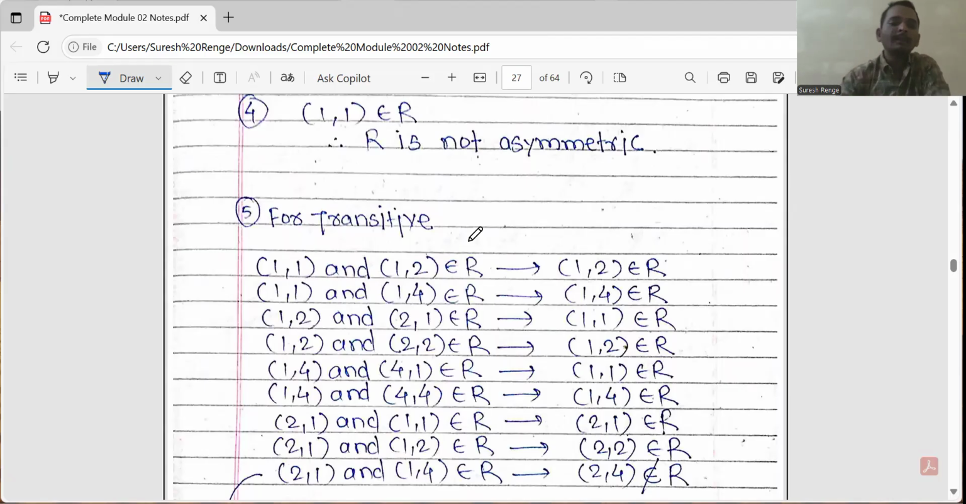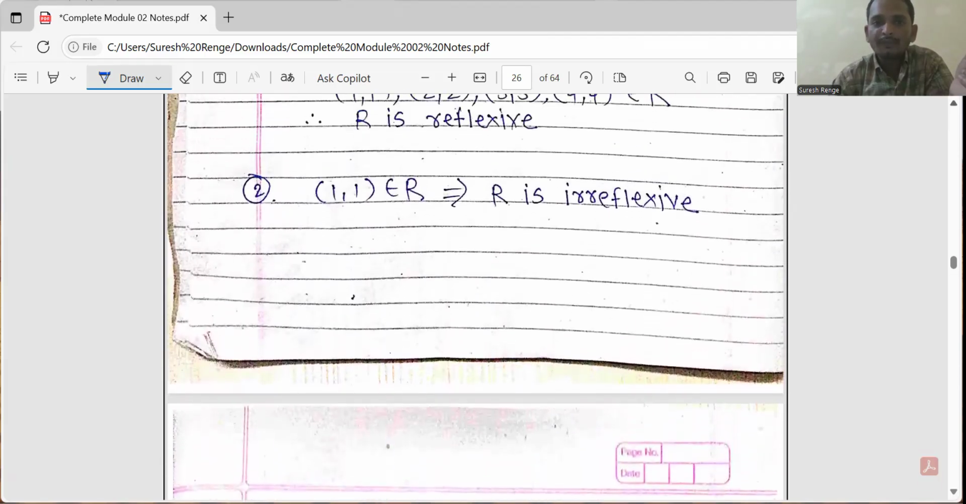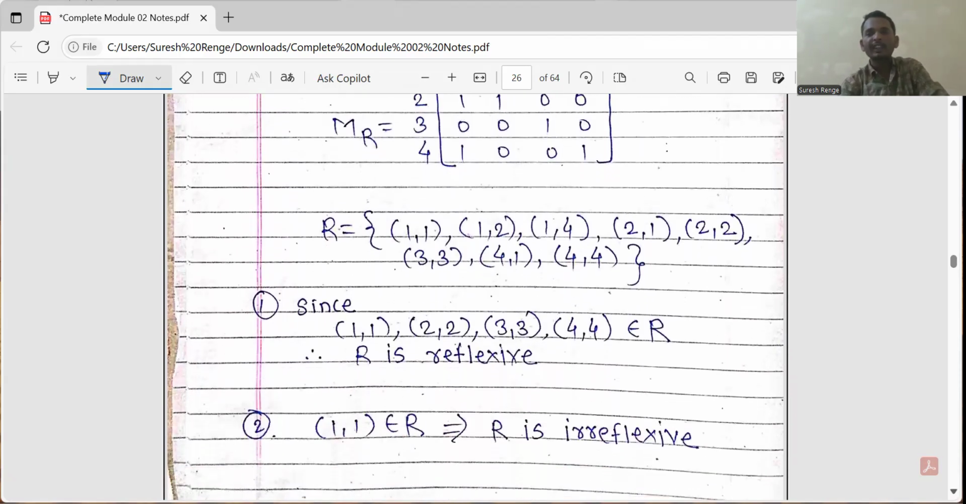Let us check one by one. (1, 1) is available in the given relation. Let us check the original relation. (1, 1) is available in that relation. (1, 1) and (1, 2) are two different elements of the relation. If you choose these two elements, (1, 1) and (1, 2), means A is related to B and B is related to C. What is directly concluded? A is directly related to C, according to the transitive property. Let us check that element.